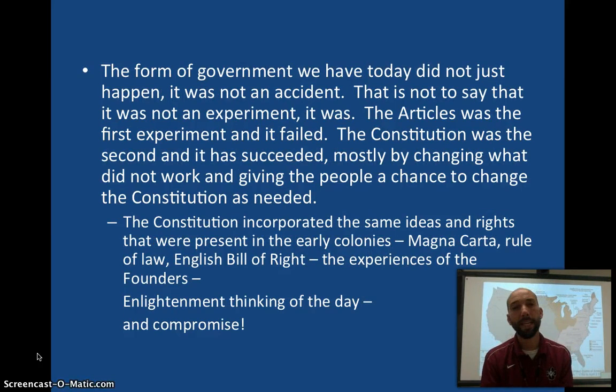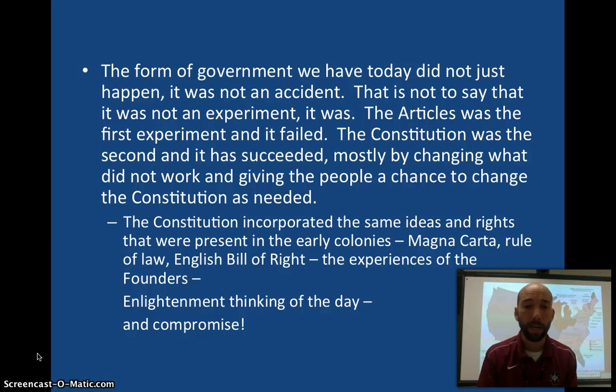The form of government we have today didn't just happen. It wasn't an accident. That's not to say it was not an experiment. It certainly was. At the time, it's a big deal. It's a big change. The Articles was the first experiment, and honestly, it failed. It couldn't tax. It didn't have enough power. The Constitution was the second, and it has succeeded, mostly by changing what did not work and giving the people a chance to change the Constitution as needed.